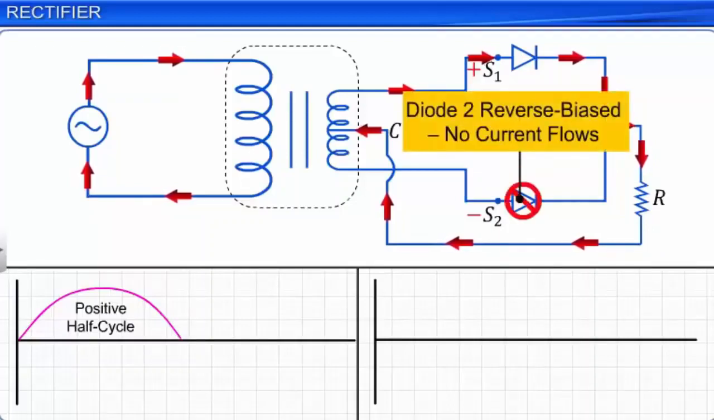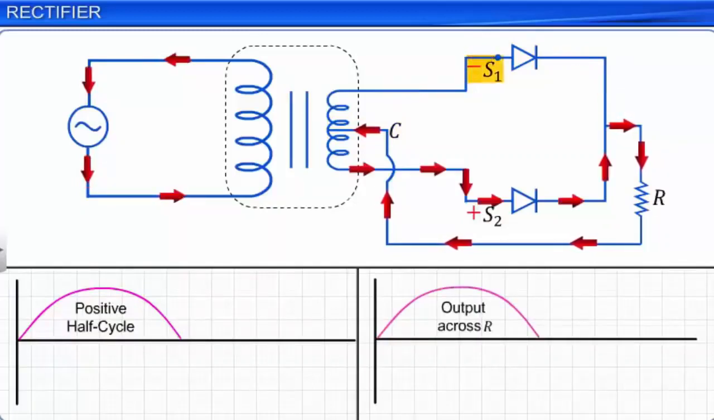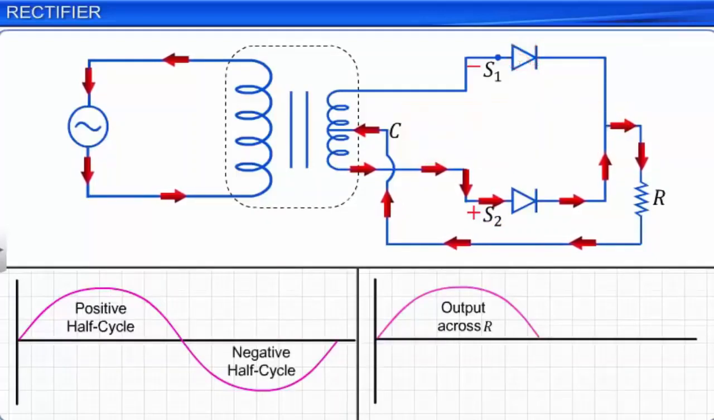When S1 is negative and S2 is positive, diode 1 is reverse biased and does not allow any current to flow through it. However, at the same time, diode 2 is forward biased and allows current to flow through it. Thus, during the negative half cycle, current flows through the load resistance R via diode 2 and center tap C, and we receive a voltage output across R.